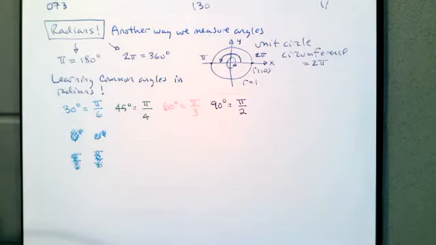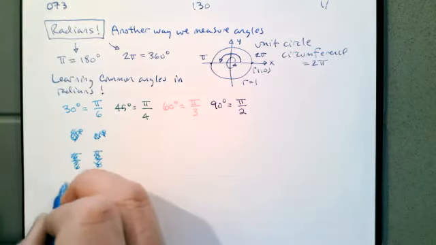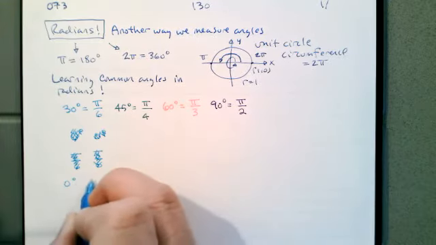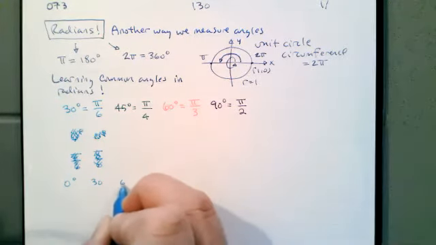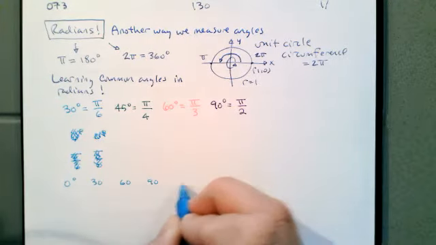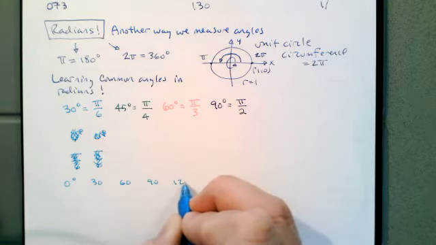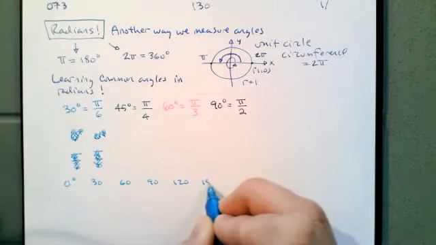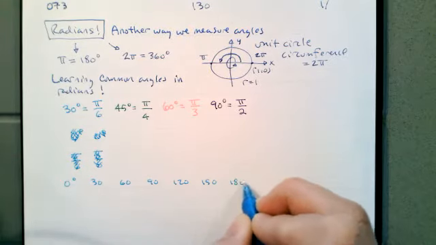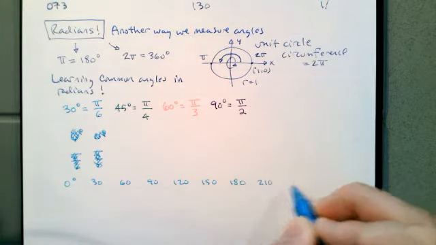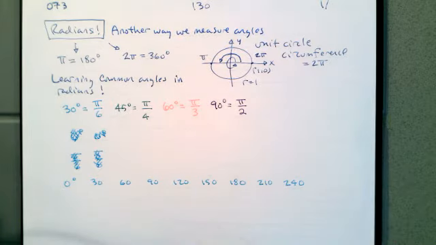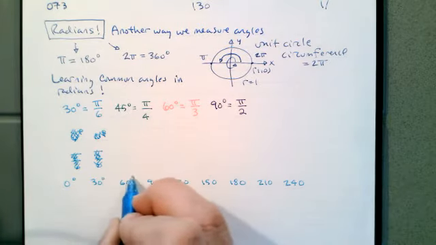So let's count by 30 degrees. I'm going to start 0 degrees and then 30 degrees, 60 degrees, 90 degrees, 120, 150, 180, 210, 240. So these are all in degrees.